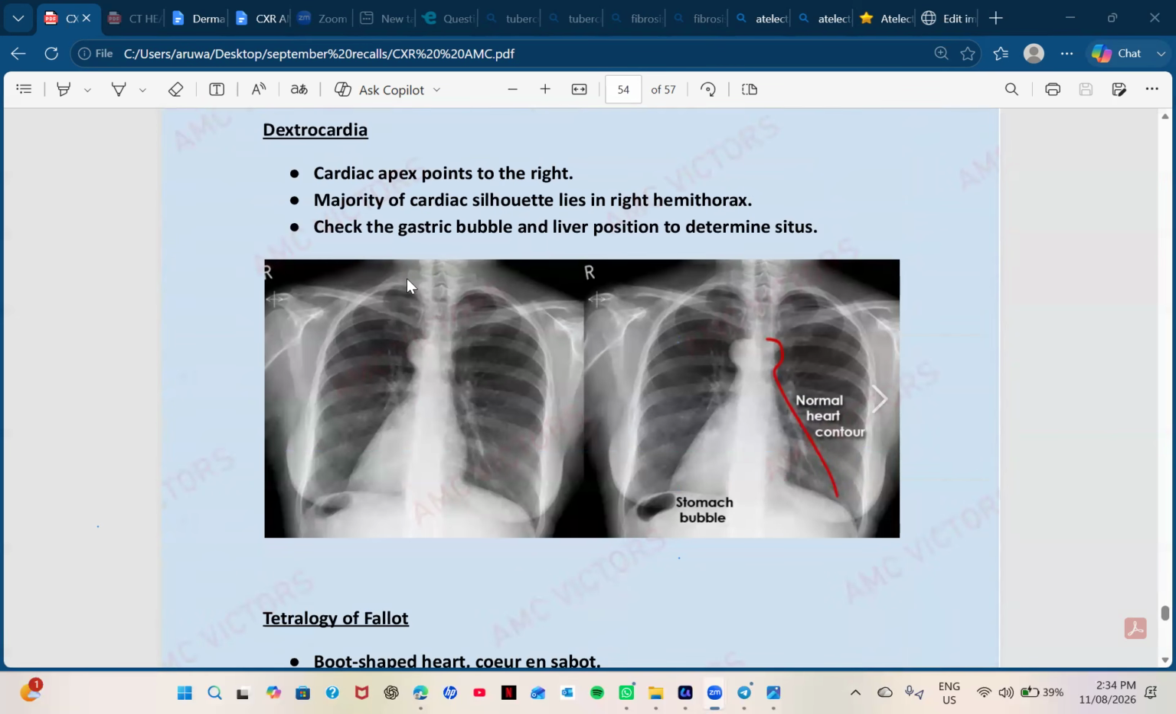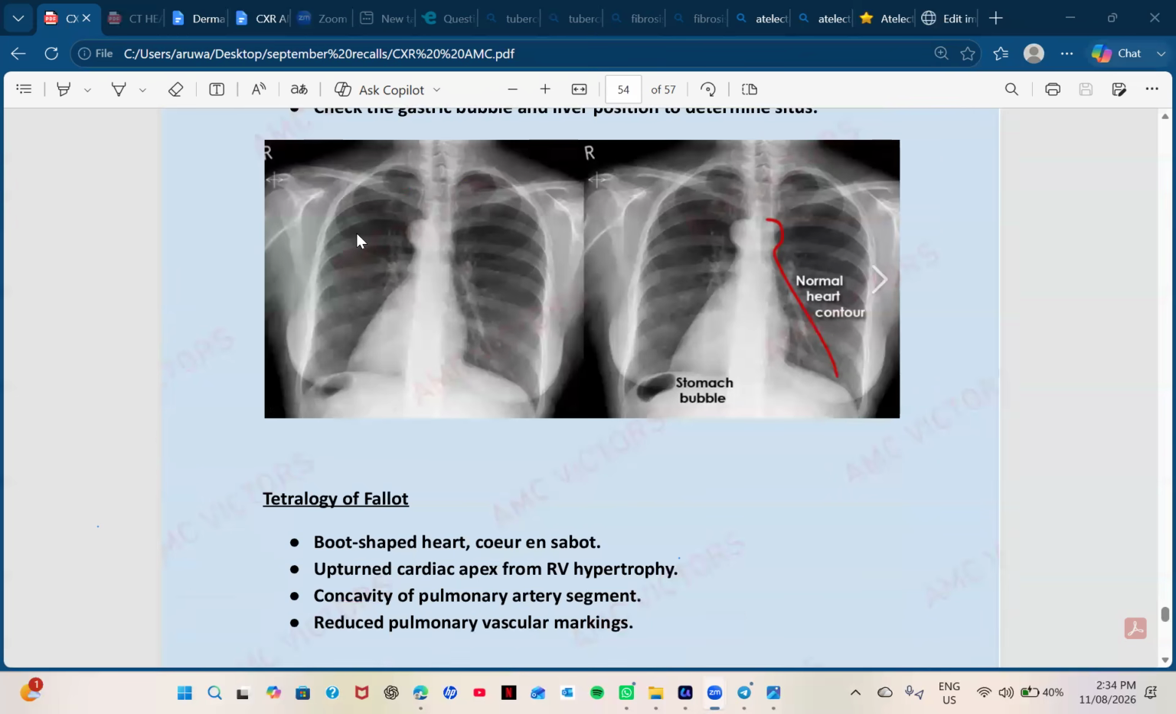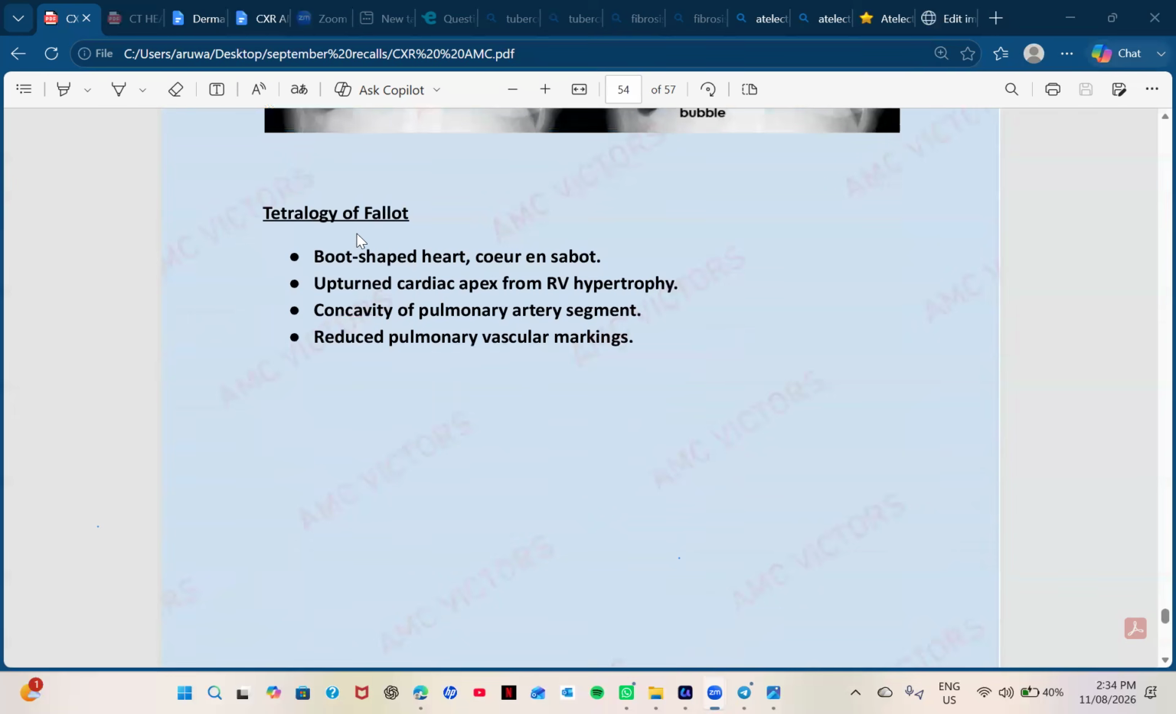Then dextrocardia. Dextrocardia means what? The cardiac apex points to the right, right? The majority of the cardiac mass lies in the right hemithorax. Here, it's supposed to be on this side, but here it's on the right side. So it's dextrocardia. So right-sided heart, right? Dextro means the right.